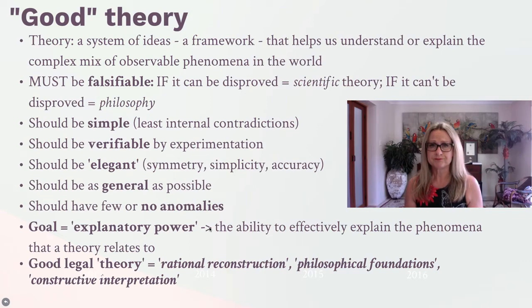It should be simple. Okay, there's no point coming up with this ladder that has 53 steps just to get up 10 centimeters. Okay, you want something that's nice and simple, 3 steps and you're there. Okay, or 2 or 1, even better. You want to have very few internal contradictions in terms of your theory. It should logically proceed according to its own terms. Okay, it should be verifiable, and that's the flip side of the falsifiable point. It should be elegant. Okay, symmetrical, simple, accurate. If you can combine all of those factors together, you've got something that's fairly beautiful. E equals mc squared, for example.